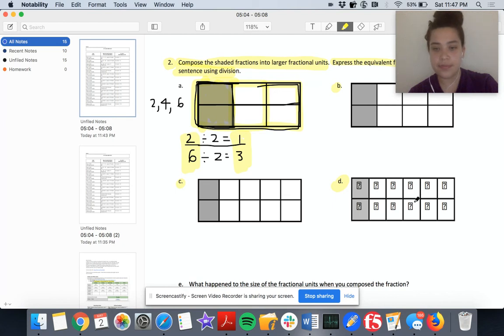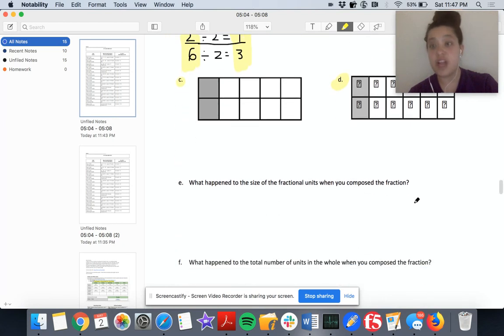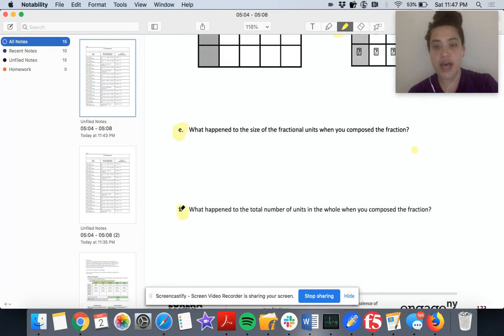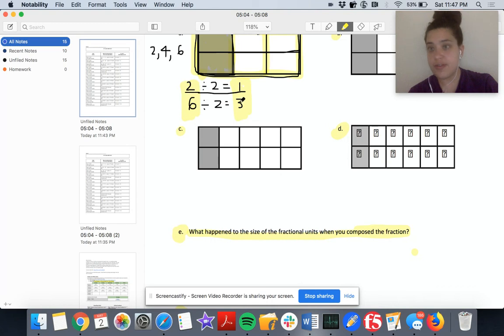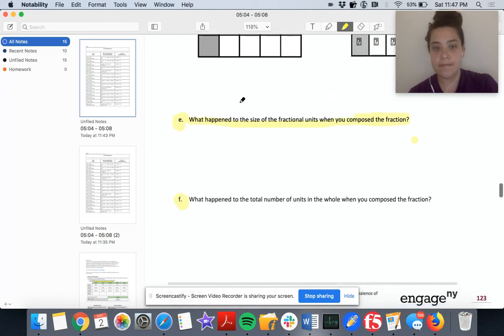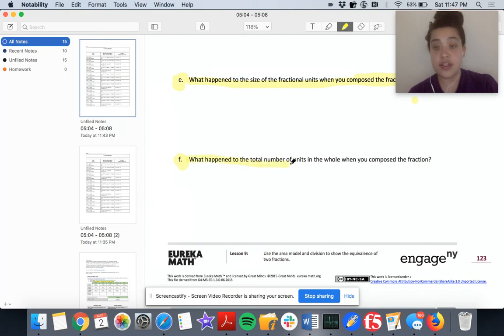Don't worry about them. And then as part of some challenge questions, try 2E and 2F on your own. They ask what happened to the size of the fraction unit when you composed the fraction. As you move doing division, what happens to the size of the fractions? Do they get bigger? Do they get smaller? Do they stay the same? And then F, what happens to the total number of units in the whole when you compose the fraction? Same thing. Does the total number get bigger, get smaller, or stay the same?